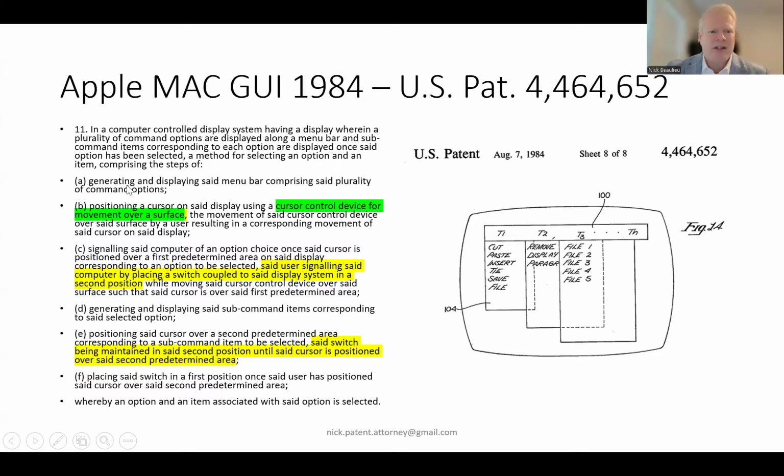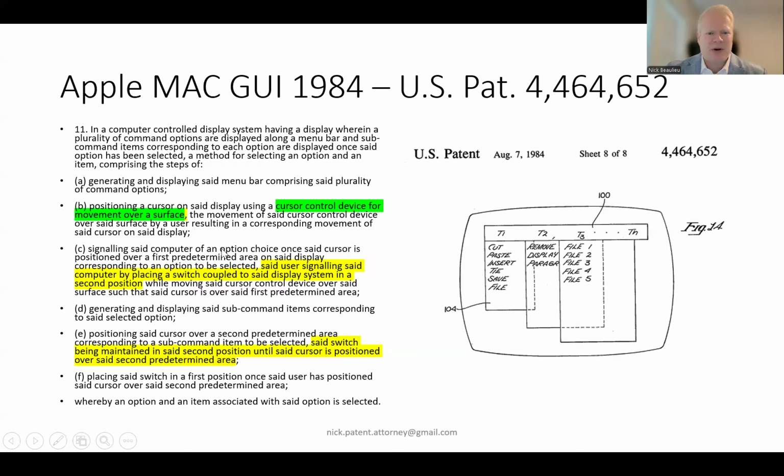It says, A, generating and displaying said menu bar comprising said plurality of command options. So it's basically displaying that menu bar on a display screen. B, positioning a cursor on said display using a cursor control device for movement over a surface. The movement of said cursor control device over said surface by a user resulting in a corresponding movement of said cursor on said display. So that's kind of formal claim language, but it's basically saying that what I'm doing here with a mouse pointer is I'm using my hand, I'm moving the mouse over a surface, and I'm controlling a cursor.